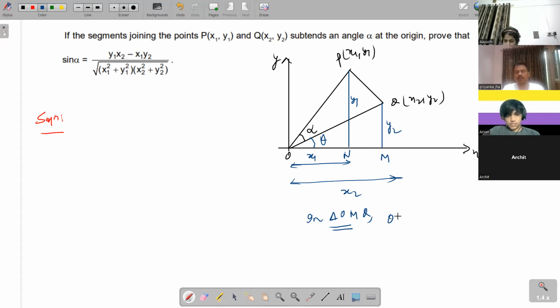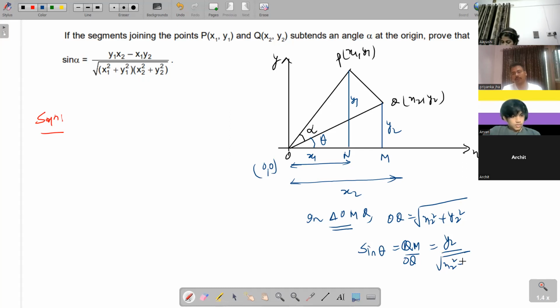What is this distance OQ? You have to find this distance OQ, right? The coordinate of Q is given, and O is the origin, so its coordinate will be 0, 0. So using the distance formula, you just have to apply (x2 minus 0) whole square plus (y2 minus 0) whole square. And you know that QM is y2. So just find sine theta, that is QM upon OQ. So this is y2 upon the square root of x2 square plus y2 square.